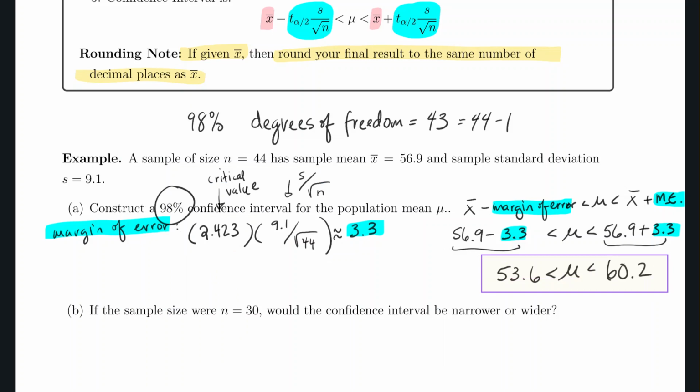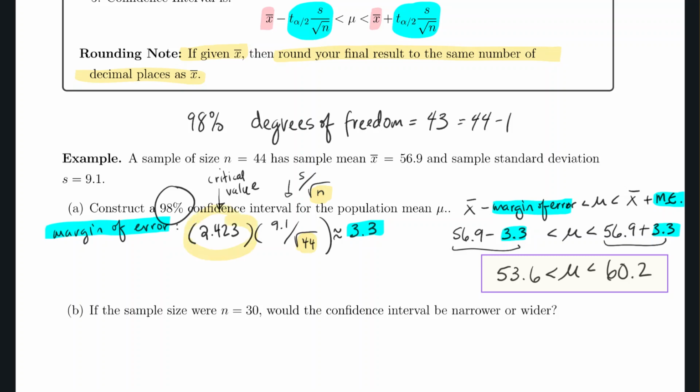Now the next question is, if the sample size were 30, so 30 instead of 44, would the confidence interval be narrower or wider? Now for these types of questions, I think it's easier just to calculate it and compare. So think, where would the sample size change things? Well, one, it would change things here because the sample size is part of the standard error. So that would become 30 instead of 44.